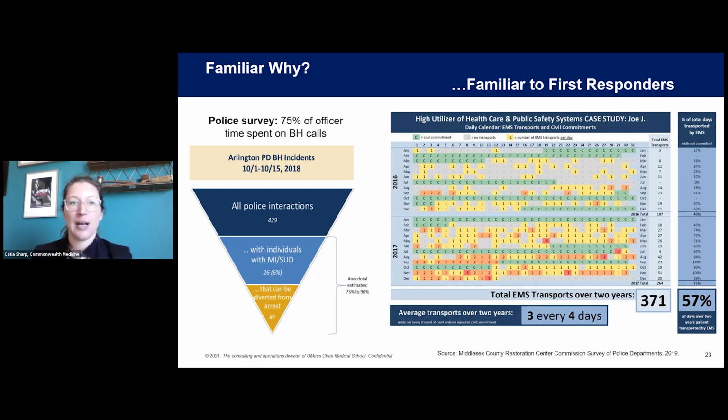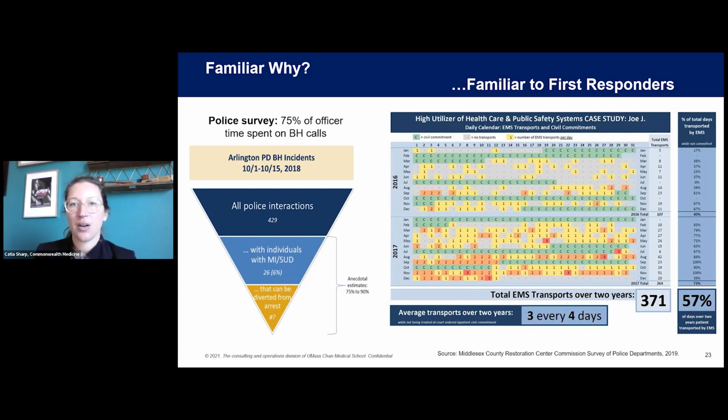incidents. So in Arlington, Massachusetts, we found that of all of the police interactions, which were about 429, about 6% of those were with individuals who had a mental health or substance use condition. And that was at the same time that we were hearing from police chiefs anecdotally again that they thought 75% of officer time was spent on calls interacting with those same individuals. So, a small number of individuals spending a lot of time and resources for the police.